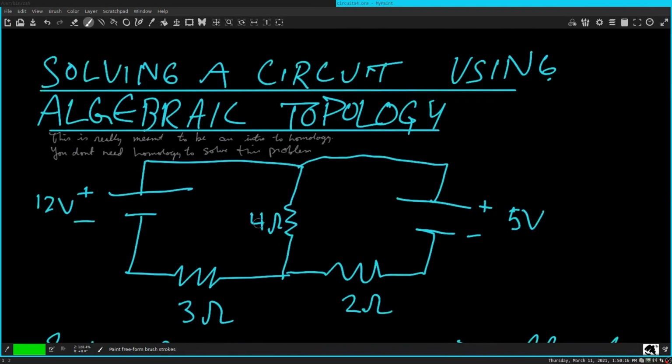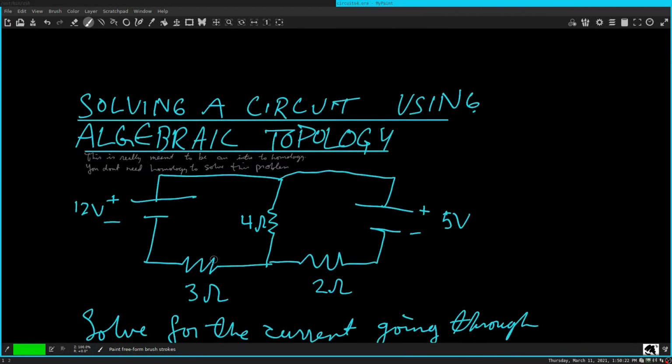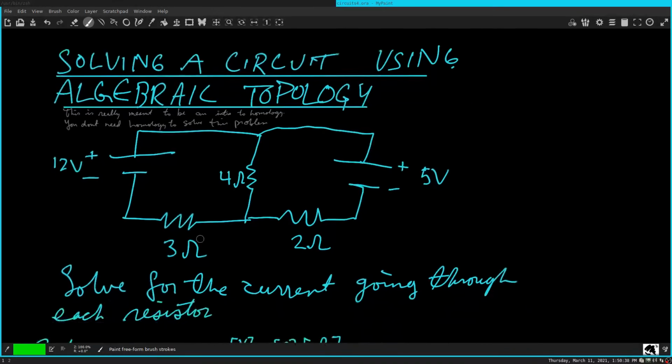But I want to introduce homology for a variety of reasons. You do not need homology to solve this problem, but if you were writing a circuit solver in a computer, that might need homology. So there is a utility for homology. And homology is just really cool, and it generalizes a lot. But let's just get started by explaining the problem.